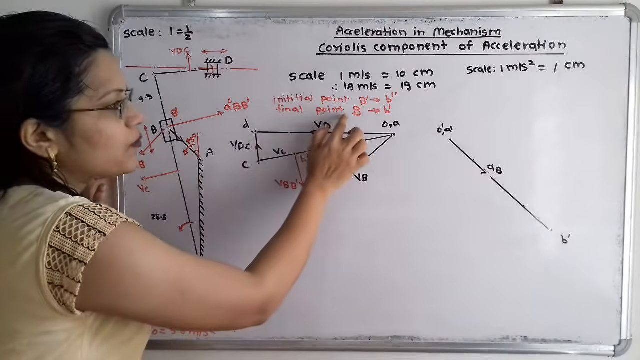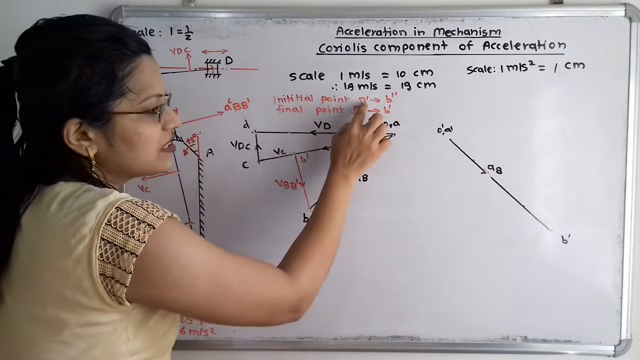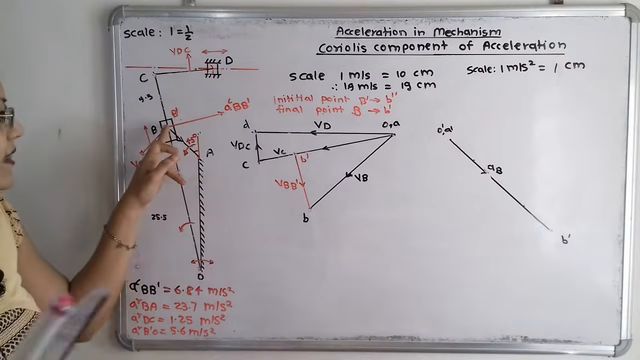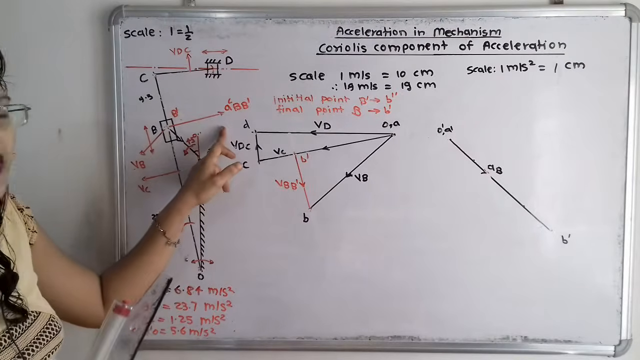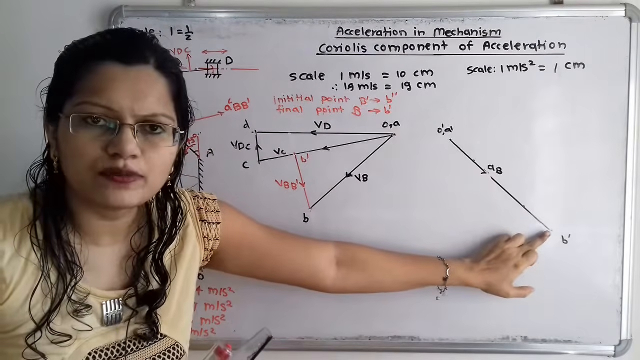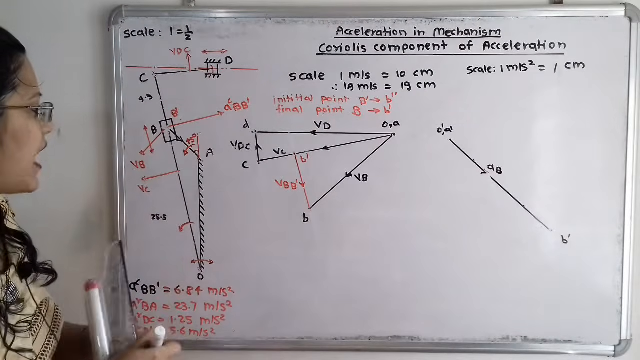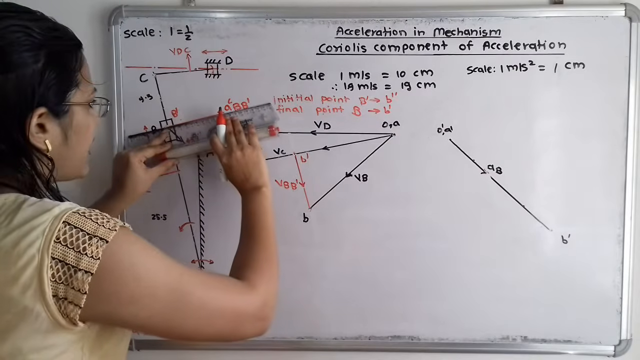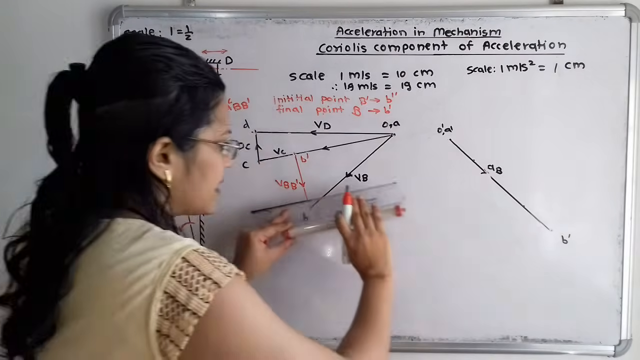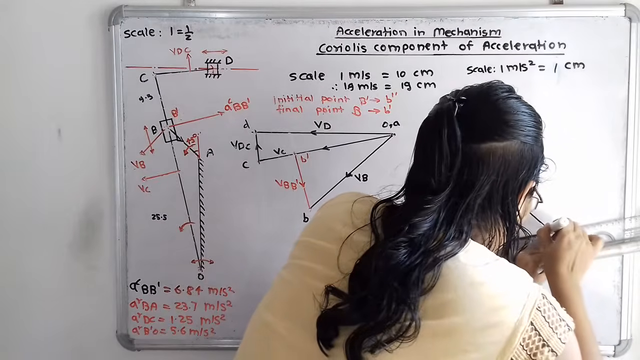So here the final point is B, that means B dash in the acceleration diagram, and initial point is B dash, that is unknown. So here I have to draw one line parallel to this Coriolis component of acceleration and direction in the same direction. But here the final point should be B dash. So I have to draw this line here. That is, I will take one line that is parallel to this Coriolis component of acceleration. I will take scale 6.84, that is approximately 6.8, and I will draw one line.